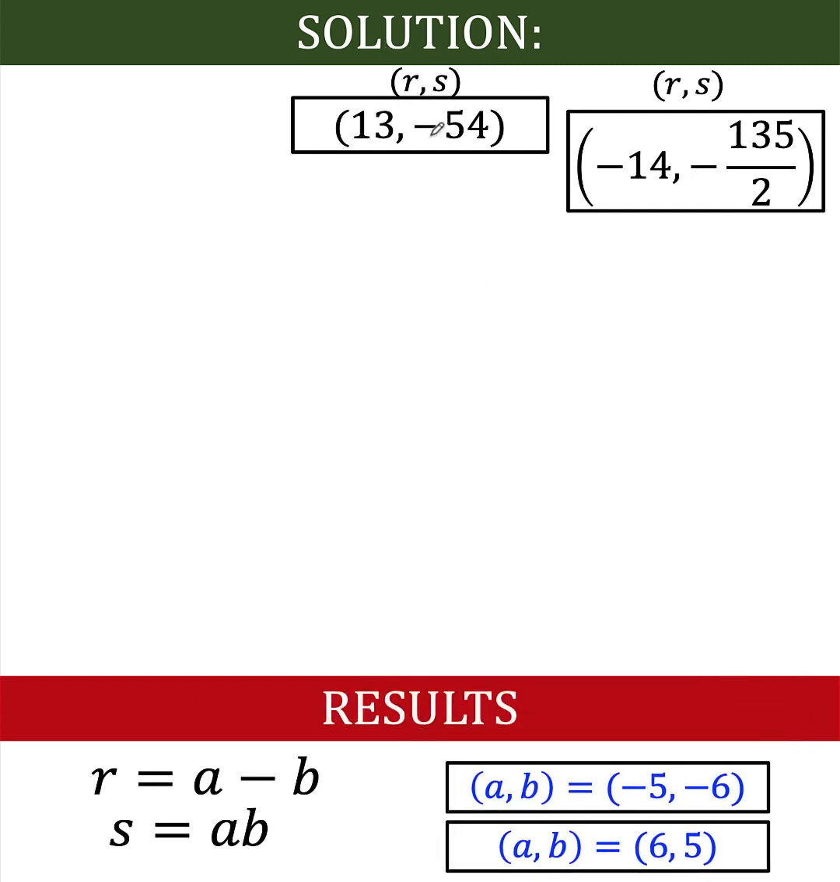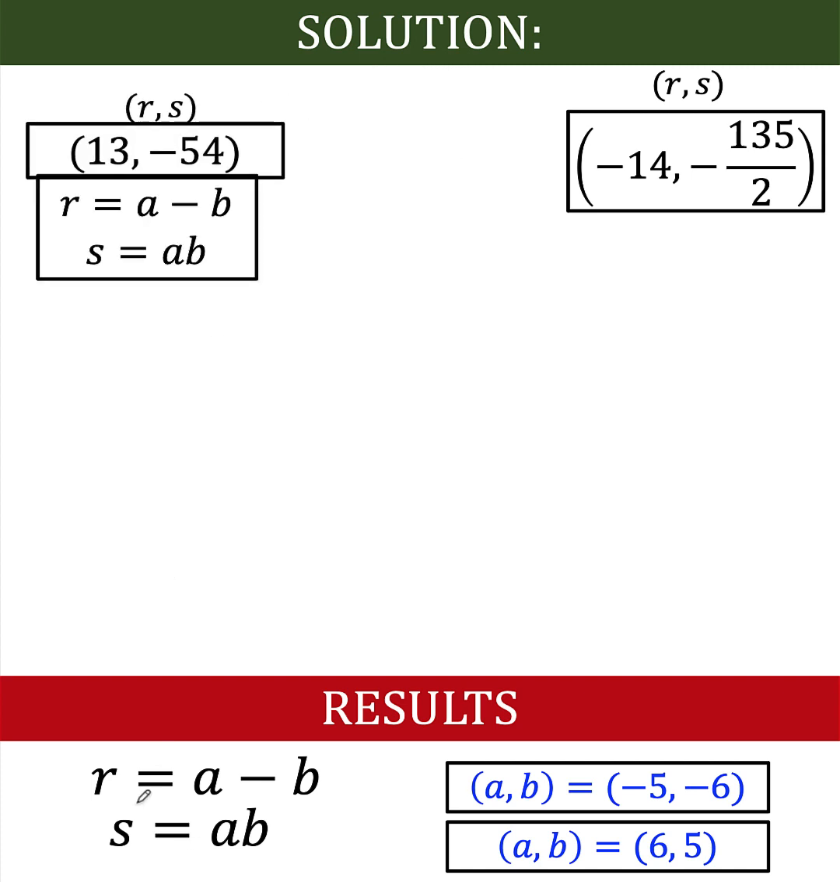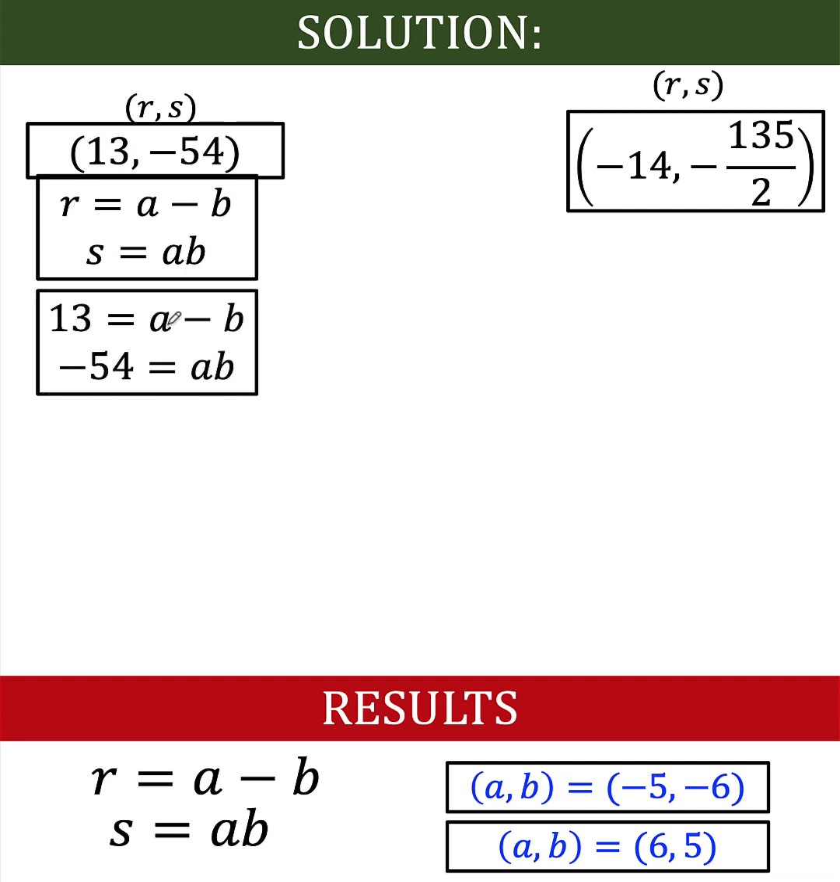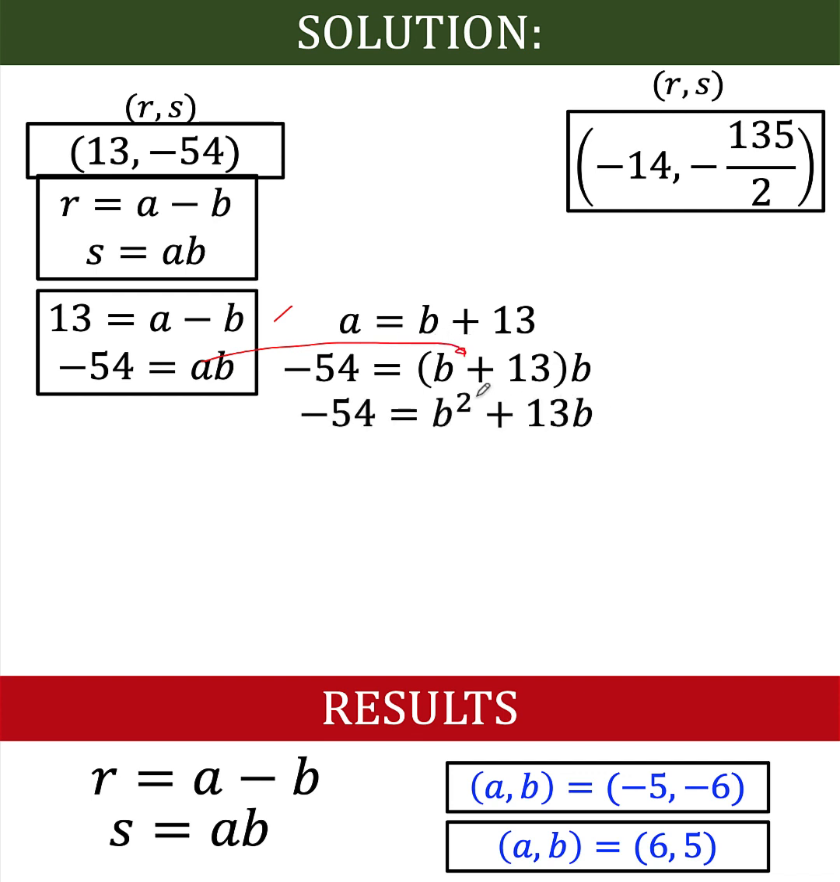Now let's go to case number 2, and let's also solve for the values of a and b using r equals 13 and s equals negative 54. So, going back again to our expression for r and s, then replace r with 13, replace s with negative 54. Here is the result. Solve this equation for a. That means we add b to both sides to get a equals b plus 13. And since a is equal to b plus 13, we replace this a with b plus 13, distribute b to the binomial b plus 13, and write this in the standard quadratic equation.